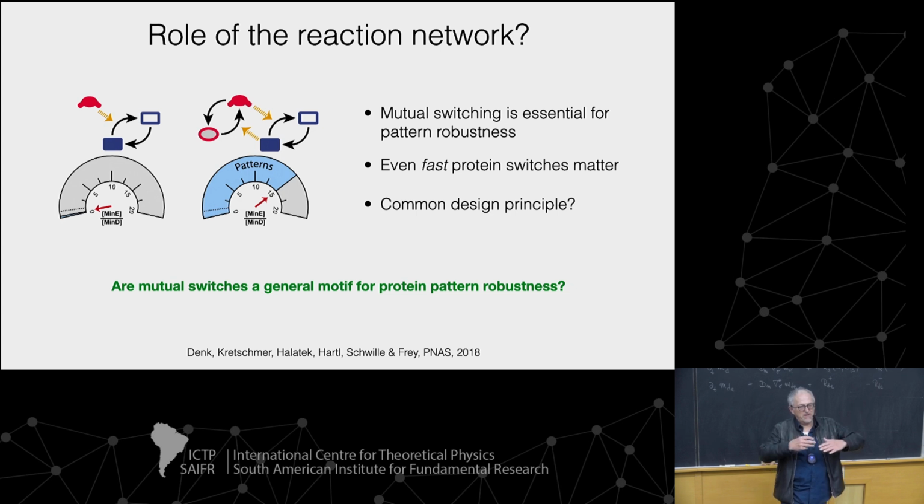As soon as you have something that can hide away and is activated only by things on the surface, you have a mechanism that broadens the parameter range for which you get pattern formation. So, yeah.